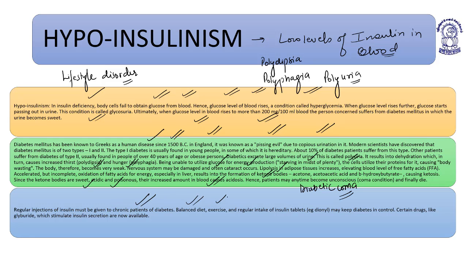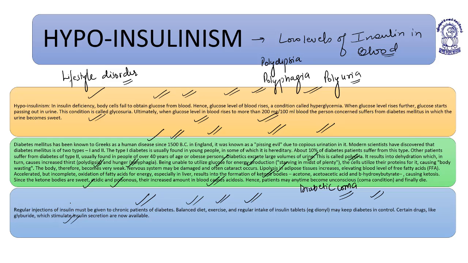Regular injections of insulin must be given to chronic patients of diabetes. Balanced diet, exercise, and regular intake of insulin tablets may keep diabetes in control. Certain drugs like glyburide, which stimulate insulin secretion, are also available. So this is hypoinsulinism, or low levels of insulin in the blood.